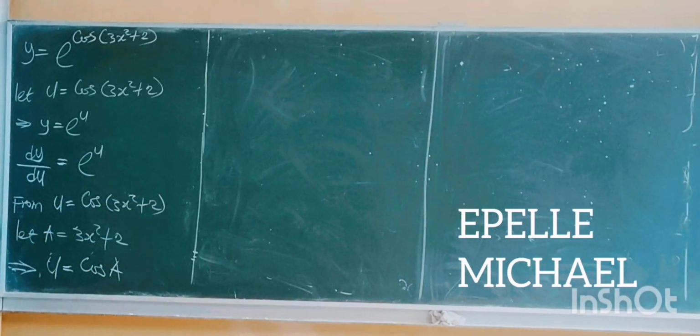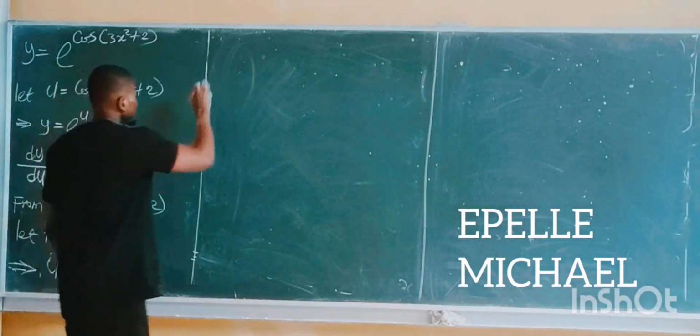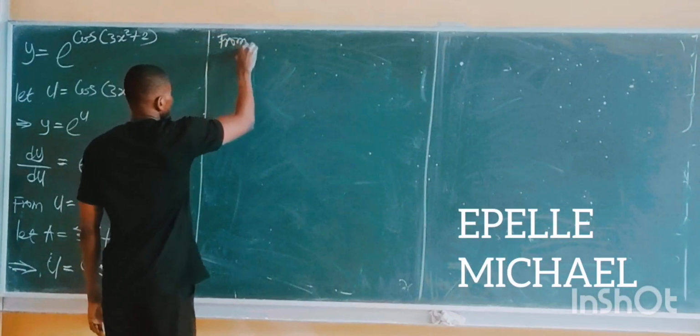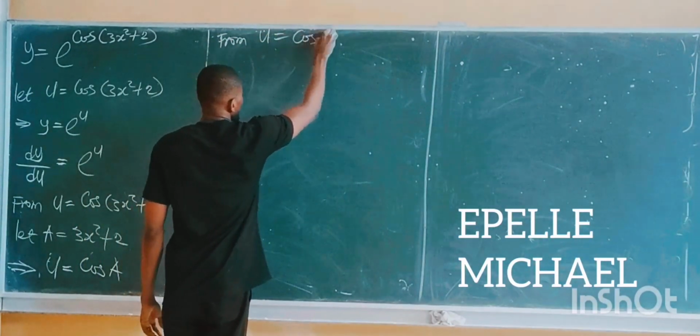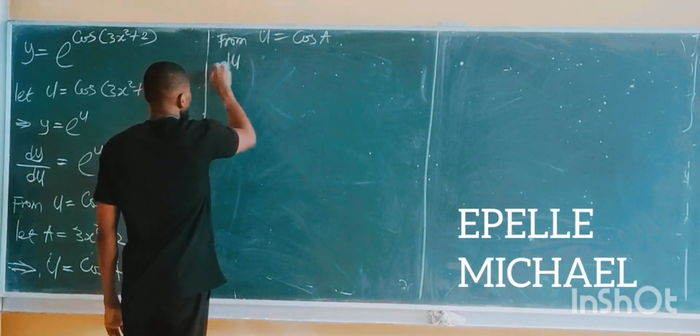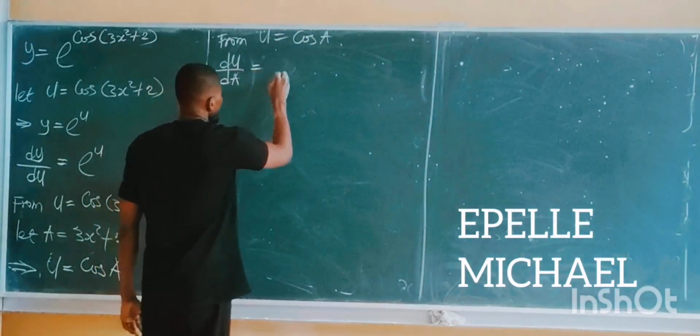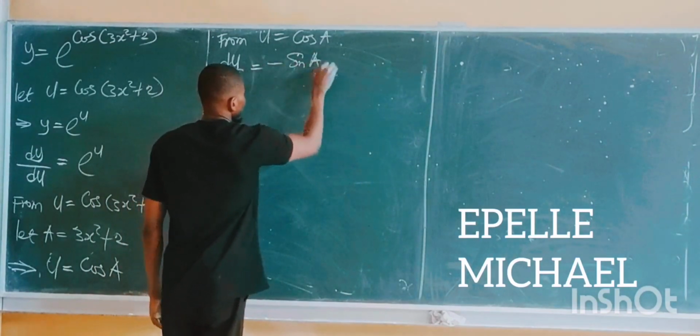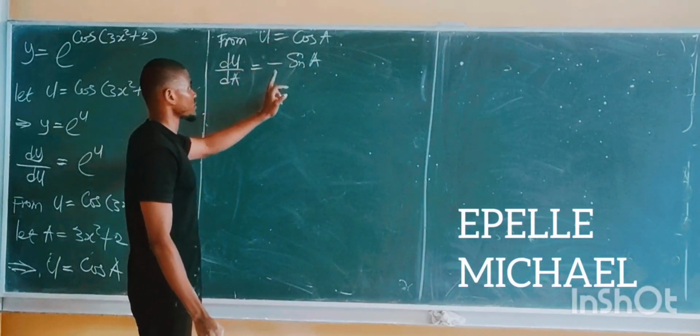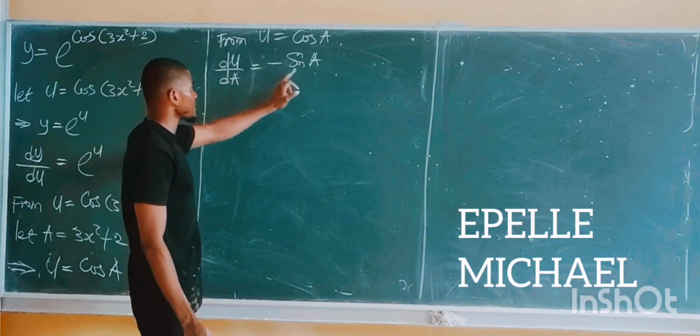Now it also means that u is a function of a, therefore I can only differentiate u with respect to a. Also, a is a function of x, and therefore I can only differentiate a with respect to x. So let's do du/da. From u equals cos a, differentiating u with respect to a, I will simply have minus sine a. Of course, the derivative of cosine always gives us a negative value, so you have minus sine a.